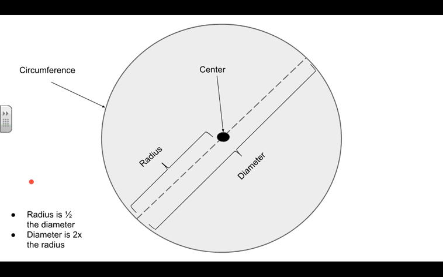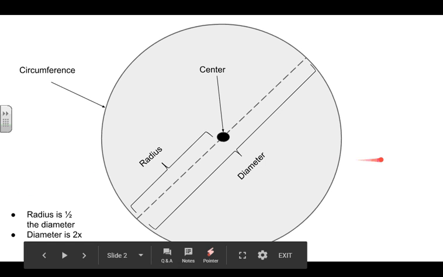A couple important things to know. Your radius is always 1/2 the diameter. So if you know your diameter, you can multiply it by 1/2 or divide it by 2 to find the radius. And your diameter is 2 times the radius. So if you know your radius, you can multiply it by 2 to find your diameter. All right, let's get into the functions.